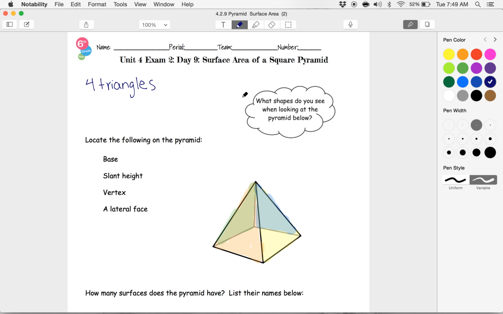But I'm not done yet. There's actually one more shape on the bottom. And if you can see it down here, we've got a square. So the very, very bottom of the shape is going to be a square. So we have four triangles, and then we have one square. Let's take a minute, write that down.